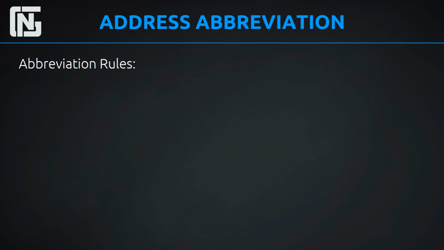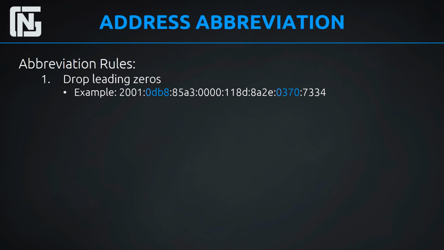So there's 3 rules to abbreviation. We'll go over them one at a time here. So the first rule is we can drop any leading zeros in the address. So let's bring up an address here. We have an example IPv6 address. So anywhere we see one series of 4 hex digits, which are sometimes called a hextet, we can actually remove any 0 that's in the front. That's called a leading 0.